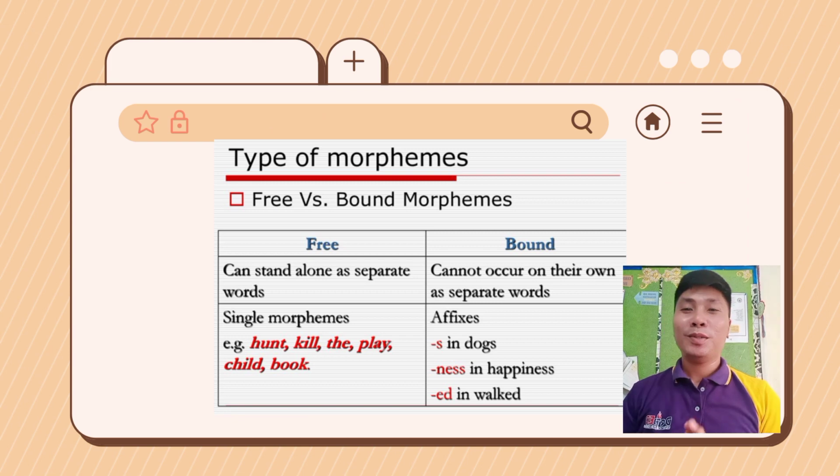And we have here the illustration showing the difference between free morphemes and bound morphemes. So again, free morphemes can stand alone as separate words. For example, we have here single morphemes: hunt, kill, the, play, child, and book. And again, bound morphemes cannot occur on their own as separate words. For example, we have here the affixes s in dogs, ness in happiness, ed or d in walked.